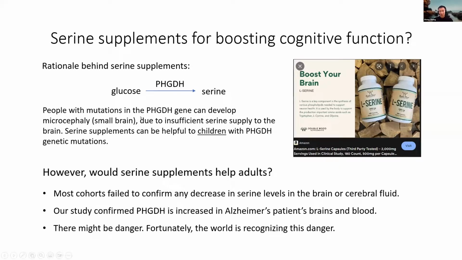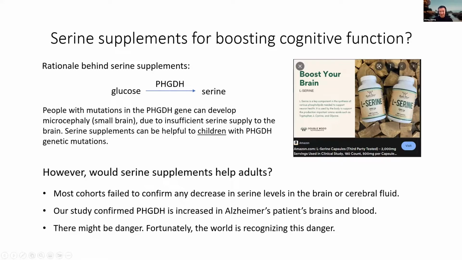So people with mutations of this gene often develop this phenotype called microcephaly, and that means small brain. That is very unfortunate. And you can imagine that the children with microcephaly, because they do not have sufficient serine, a serine supplement could be potentially helpful to these children. Nevertheless, by now you probably feel that these ads are not targeting this small population, right? They really want to sell, perhaps, to a large population, including like boost your brain. Most of the time, these are sold to adults.